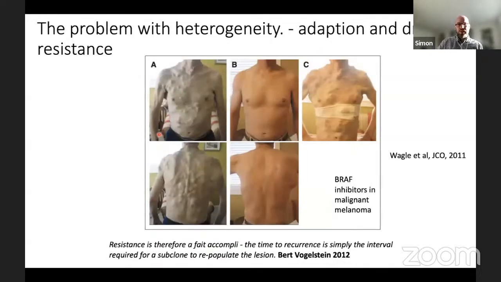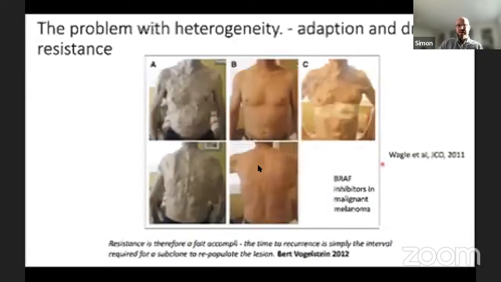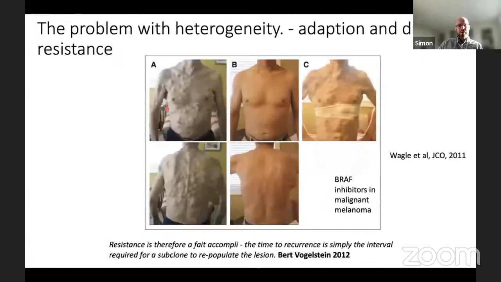Why does it spell trouble? Well, the problem with heterogeneity is really adaption and resistance. And this is a really visual image of this from a paper in 2011 showing a BRAF mutant melanoma in a patient. Here is a BRAF mutant melanoma, end stage, as you can see, very cachectic looking patient. The lumps and bumps all over the skin here are metastatic melanoma.